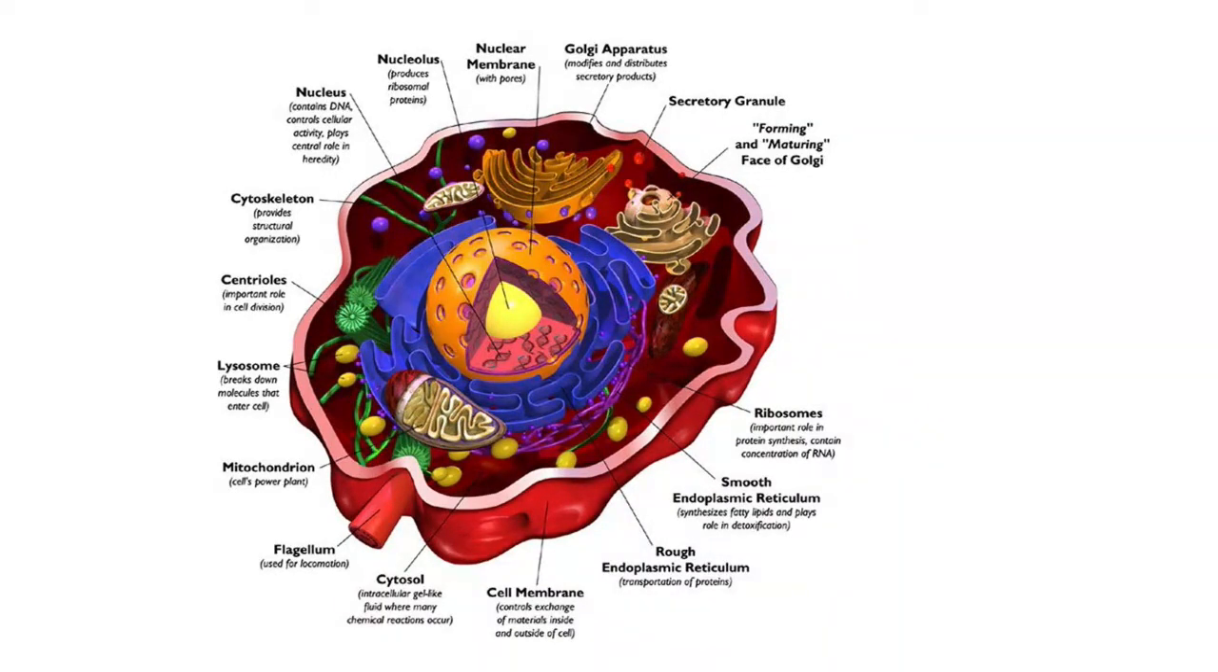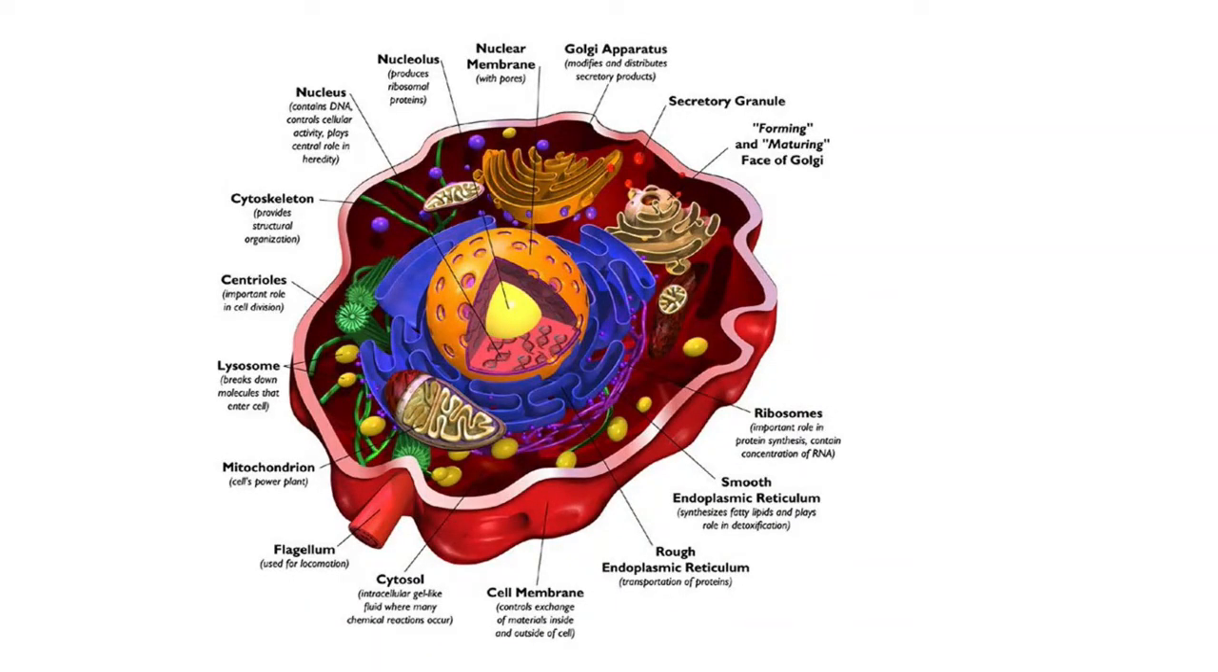Unless you know the functions of each of the organelles found within the cell, you won't be able to argue this. For example, the nucleus of every cell contains DNA, which controls the cellular activity and plays a central role in heredity. So if there's a problem with the nucleus, which is the control center of the cell, it will affect heredity.